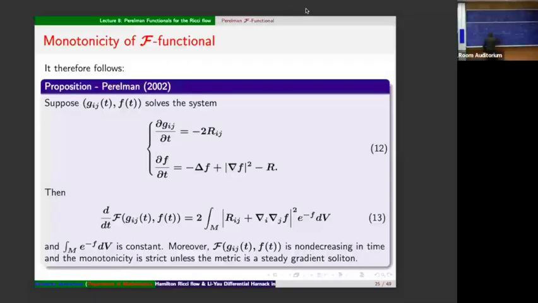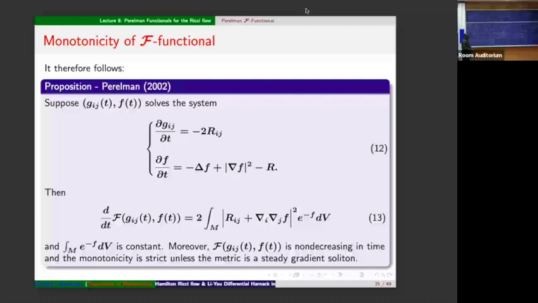Under stationary, you have R_ij plus the gradient i, gradient j of f equals 0. This is an equation of a steady gradient soliton, just like the way you have the harmonic equation under the Dirichlet energy. So that's what this theorem is saying: you have this monotonicity formula, and by keeping this weighted measure constant, okay? So you have that, keeping this one constant.